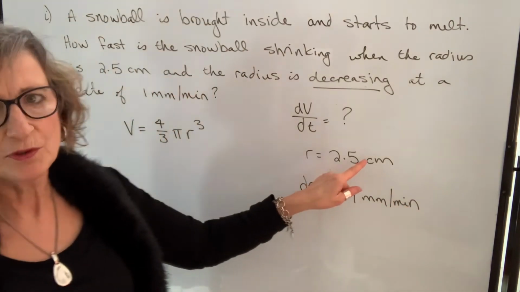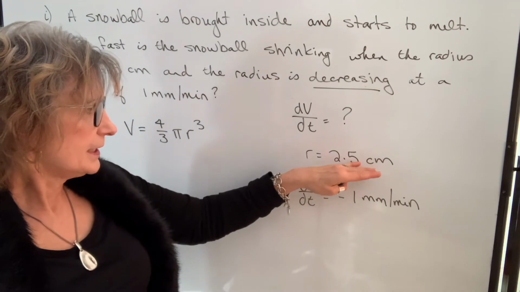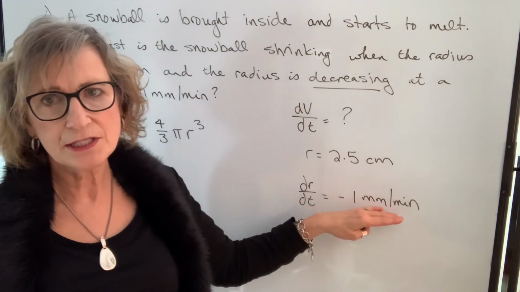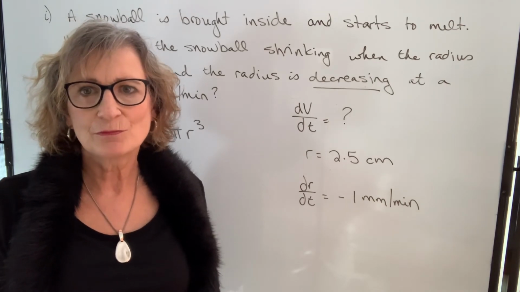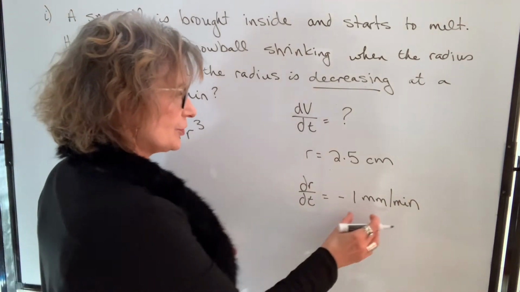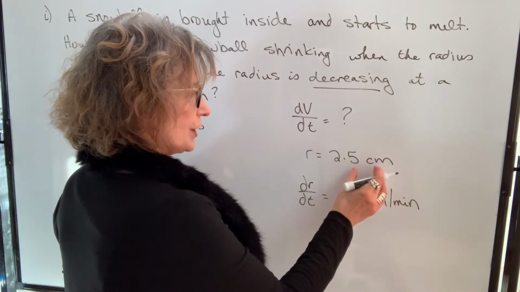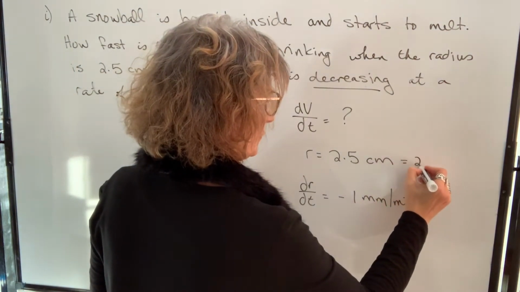We have a problem before we even start. If our radius is in centimeters and our rate of change of radius is in millimeters per minute, it's not going to work. You have to be consistent with your units. So you could either change this to centimeters per minute, or you could change this to millimeters. I'll just change this to millimeters.